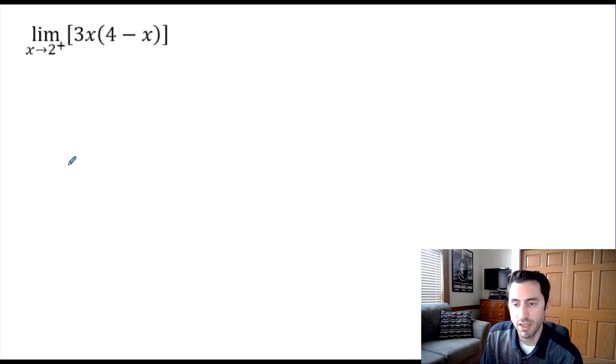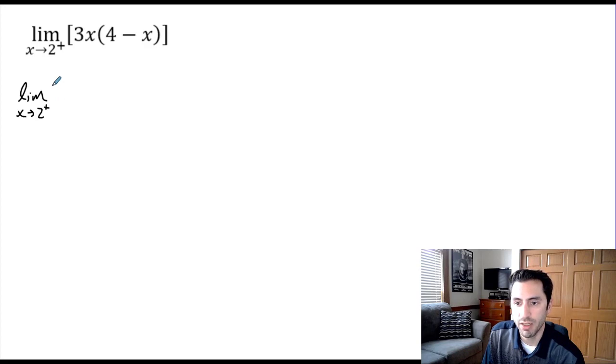So the limit as x approaches 2 from the right of 3x times 4 minus x. Okay, the first thing to know in this case is I am just looking at this from the right-hand side. But that's totally fine. All of these properties also apply to one-sided limits. So now we can separate this. So we'll be taking a look at the limit. And all the limits will be as x approaches 2 from the right. And then all of these are going to get separated.